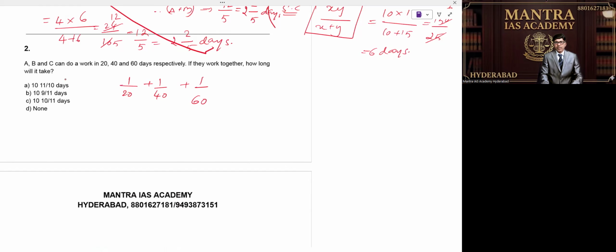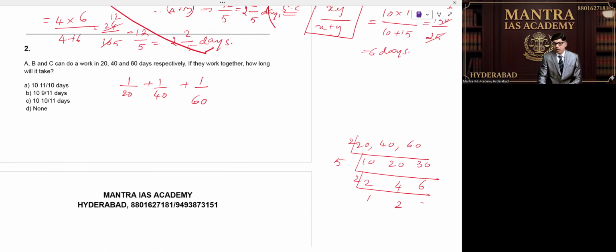Just observe the points here. Take the LCM of 20, 40, 60. Divide by 10 first, then by 5, then by 2. 5 into 2 is 10, 10 into 2 is 20, 20 into 2 is 40, into 3 is 120. So the LCM is 120. Take the LCM as 120: 1 by 20 is 6, 1 by 40 is 3, and 1 by 60 is 2. How much is it? 6 plus 3 plus 2 is 11 by 120.